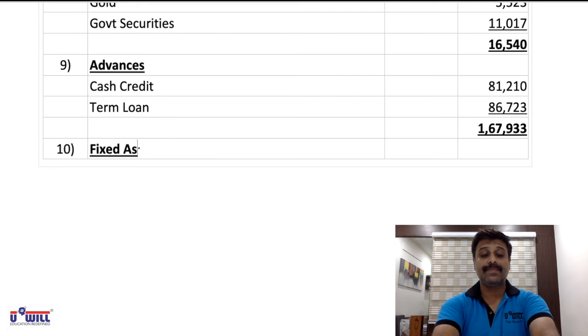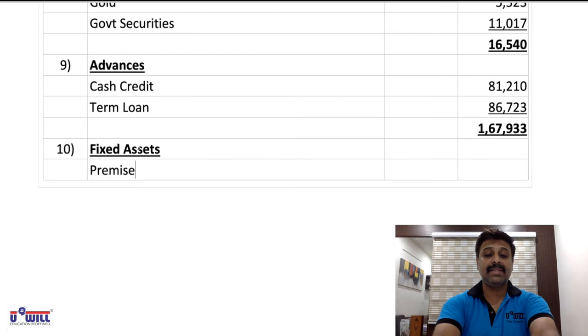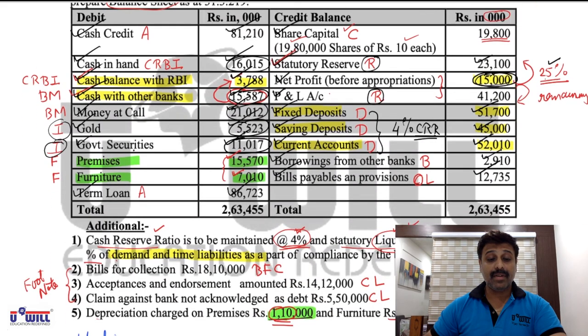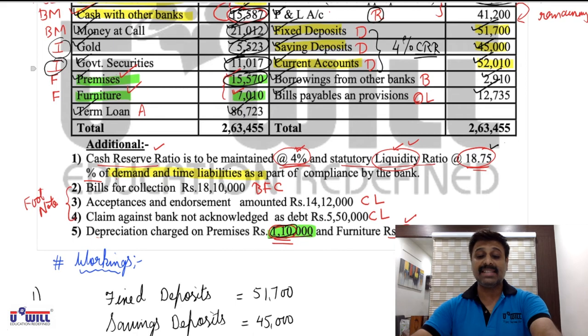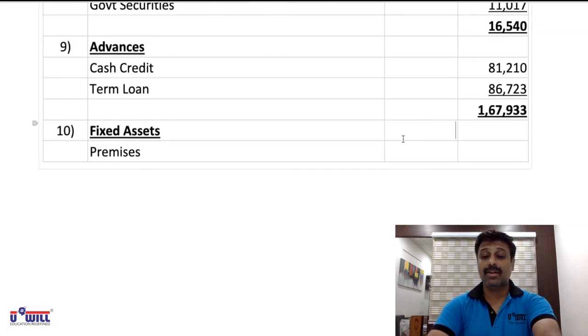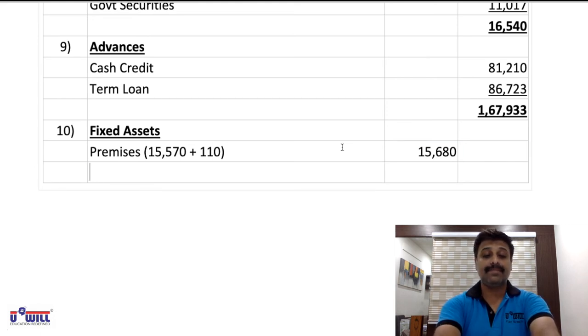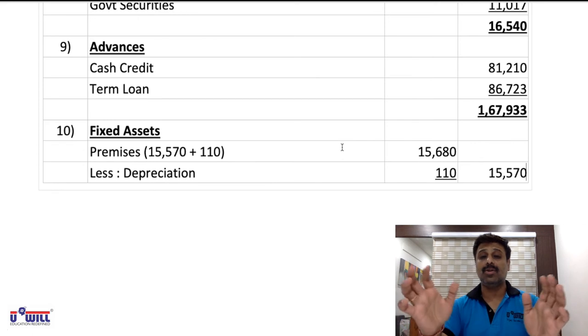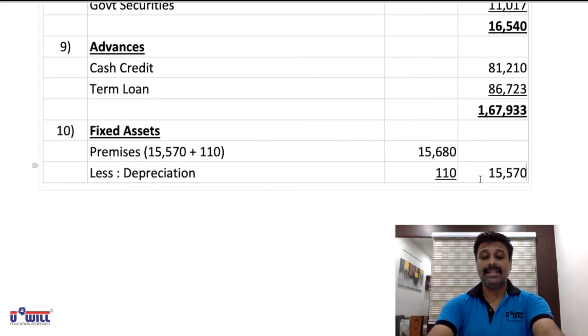Now, after that, F stands for fixed assets. Now in that we have premises. Here I told you that premises, you have to put a tick because there is an adjustment related to that, even furniture, which adjustment? Depreciation. So 15570 will not be shown directly; we'll add 110 and show 15680 in the inner column. How do you get 15680? For your understanding, you can write 15570 plus, first we add back the depreciation of 110. Then from that we will subtract the depreciation of 110. So in the outer column what we will get is 15570. So directly you cannot show 15570. Just for information purposes, first show that there is a depreciation of 110.